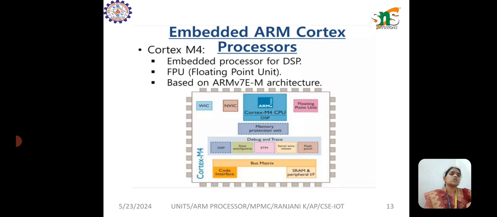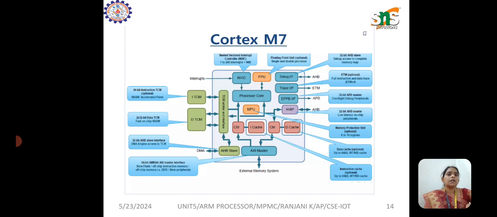The next one is Cortex M4. It is an embedded processor for DSP, and it supports all four floating point operations. It has a special floating point unit. This is based on ARMv7 architecture. This is a detailed block diagram of the ARMv7 architecture. We will see more detail about the ARM architecture in upcoming classes.